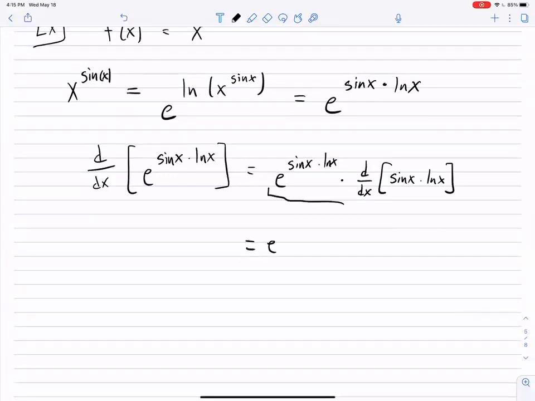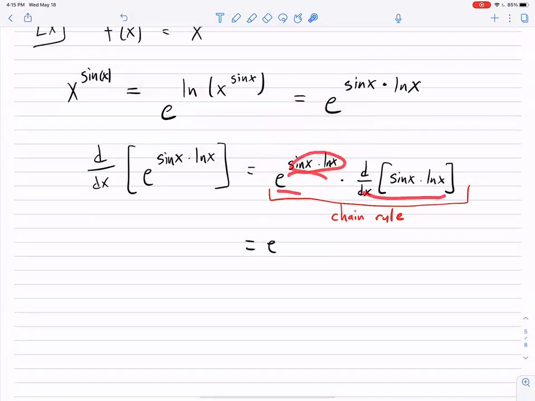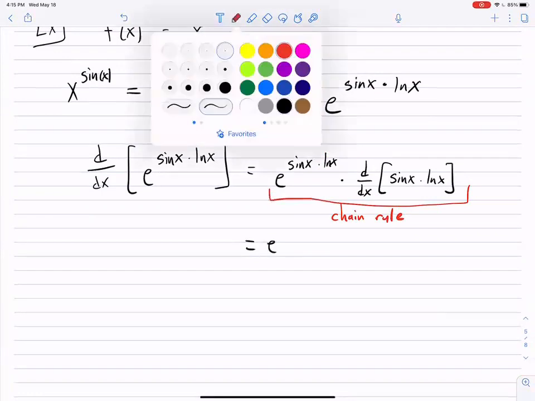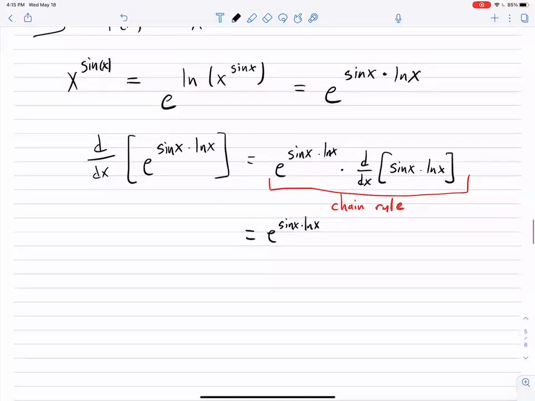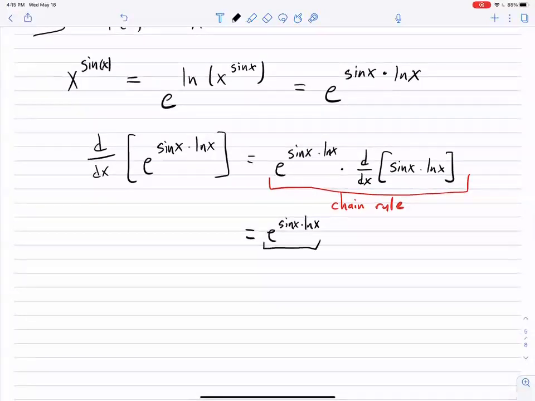So this right here, maybe I should do it in a different color. That's just the chain rule, right? I took the derivative of the outside function, which is just itself. The derivative of e is just e. And then I multiply by the derivative of the inside function, which is that. And so finishing this off, this is e to the sine x times ln of x, which, remember, is x to the sine of x. That was the original thing. And then times the product rule here.